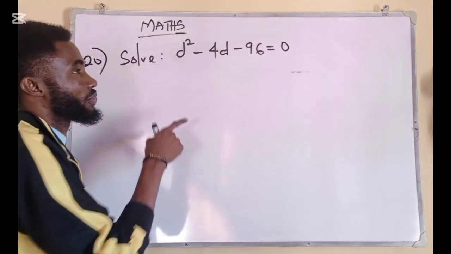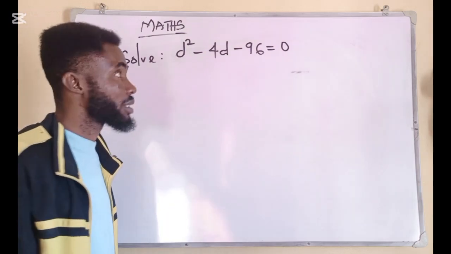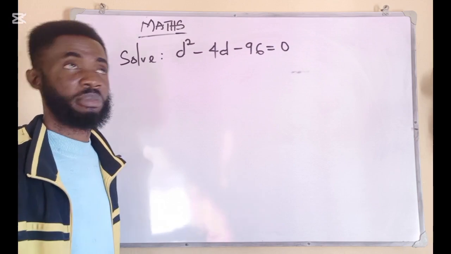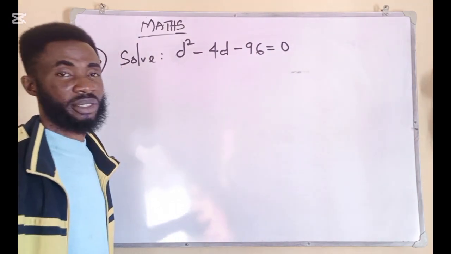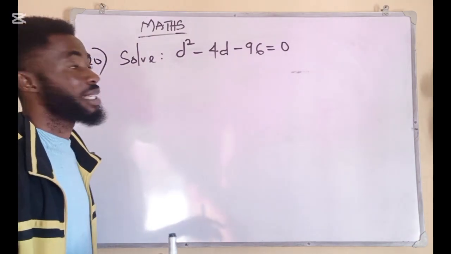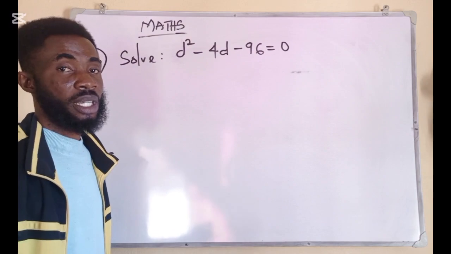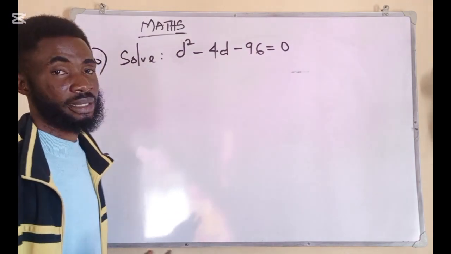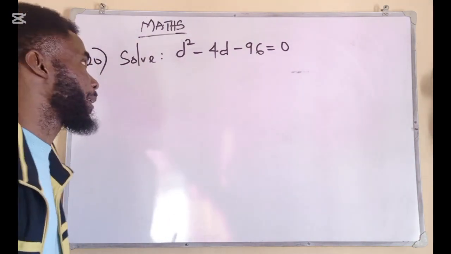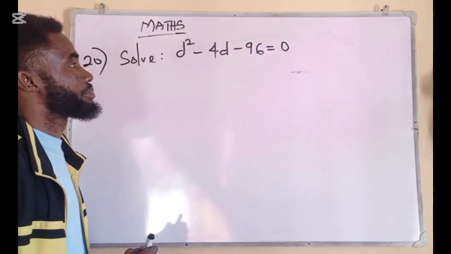Now it says solve, but it didn't specify any method. So you can use either factorization, the quadratic formula, completing the square, or graphical method. But since it's an OBJ question, it's advisable we use the shortest possible approach. So we're going to factorize simply and move ahead. So let's do this together now.